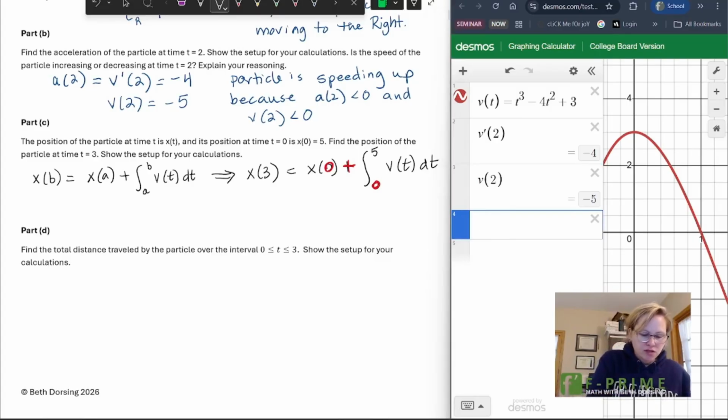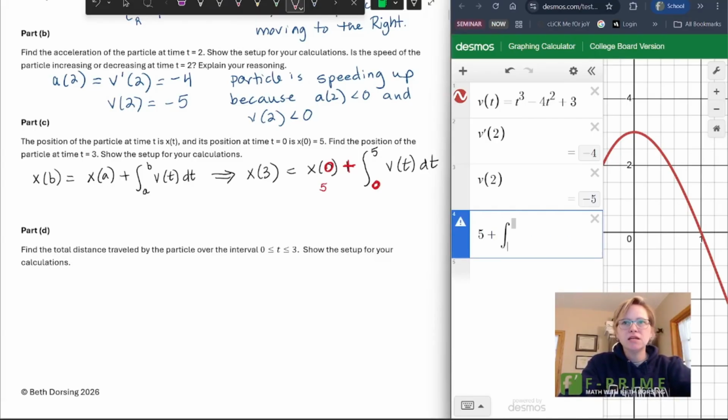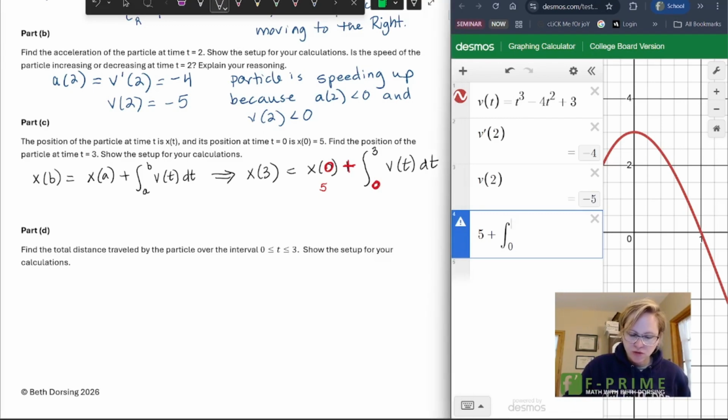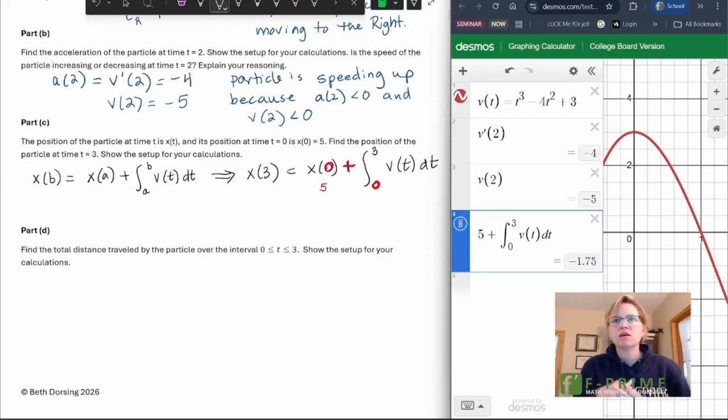So I know that x of 0, this number, is 5. So in Desmos, I'm going to go 5 plus, and then to get an integral, I type int, and then I go 0 to, let's see, oh, and it's not 5 up here. I miswrote. I had 5 on the brain. This upper limit needs to be 3, not 5. So let's make sure we're doing that right. So that's going to be the displacement from time 0 to time 3. And then in the integral for my integrand, I'm just going to type in v of t dt. And that gives me my position at time 3.